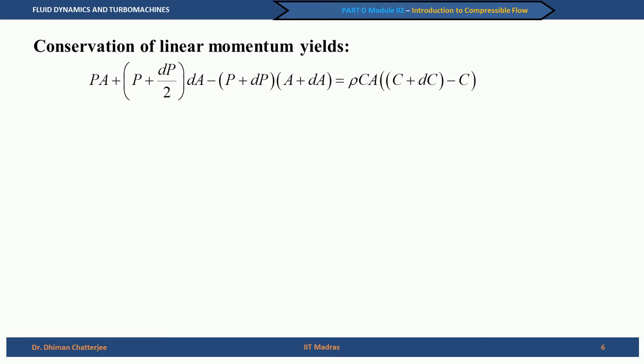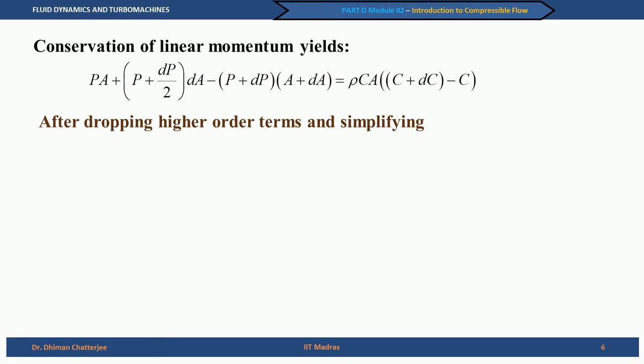So, rho C A as before is the mass flow rate, and the velocity on the right hand side when it leaves is C plus d C, and the velocity with which the flow enters the control volume is C. So, we can say that rho C A multiplied by C plus d C minus C, and we can simplify the left hand side and the right hand side, ignore the second order terms, and when we simplify we get that d P plus rho C d C equal to 0.